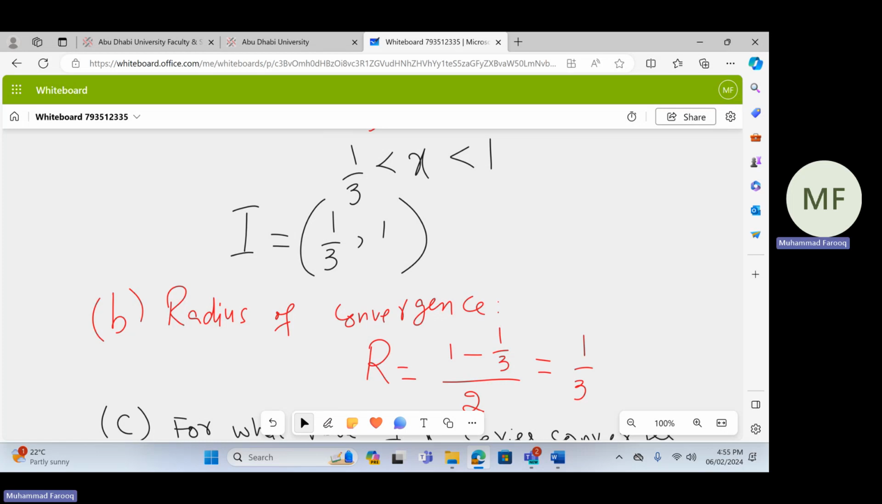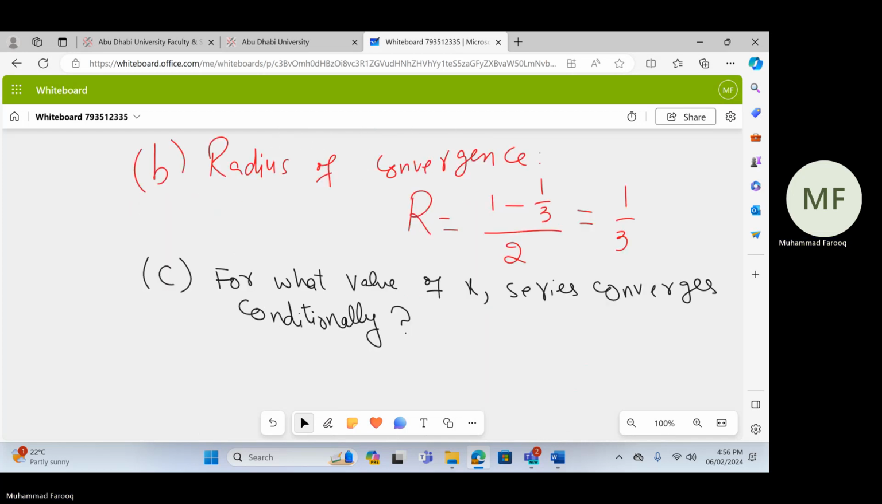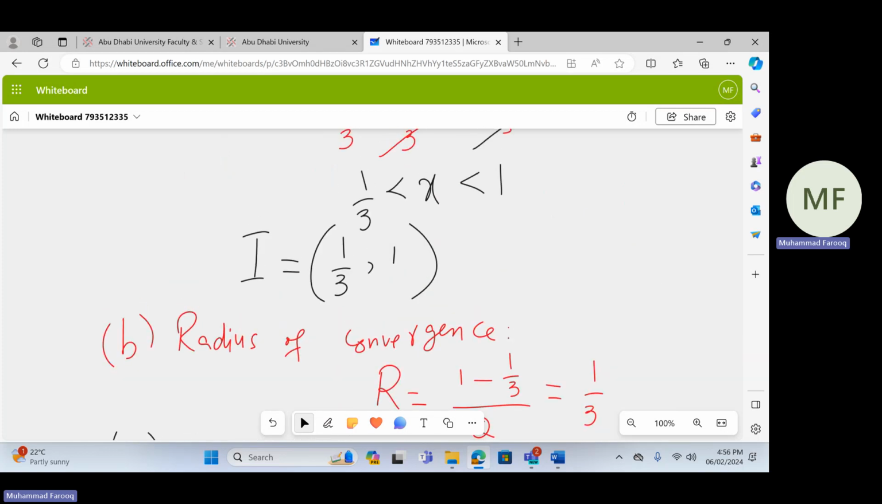We have doubt on 2 points. Which points? 1/3 and 1, because the interval is not closed. It's not the case that from 1/3 until 1 it has converged. No, it's open. We say between 1/3 and 1. We have no information whether the series converges or diverges at 1/3, and at 1 we don't know either. So when they ask for what value of x the series converges conditionally, they are talking about only these 2 points, 1/3 and 1.